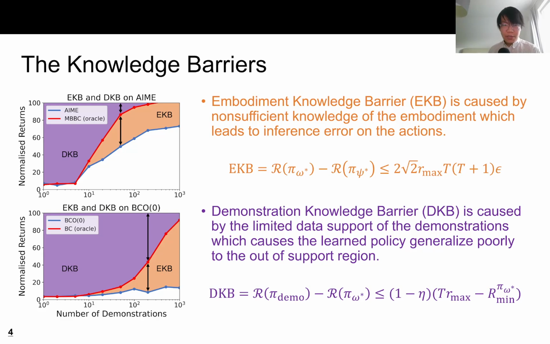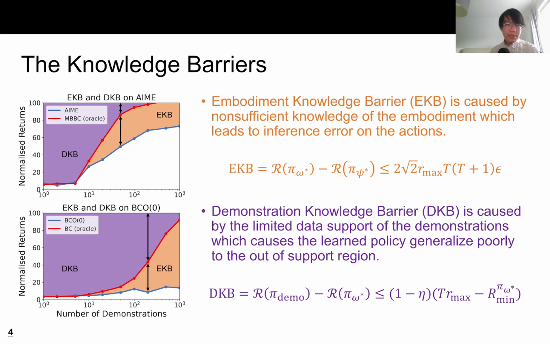To illustrate that on the figures, you can just compare your algorithm with the Oracle version of the algorithm. For example, on the left, we show the EKB and DKB for both AIM and BCO. Take AIM for example. We have AIM in the blue line as a base algorithm, and we have MBBC as the Oracle version. The Oracle version basically assumes you have a perfect inference for step 1, as we talked about. You can do that by just providing the true actions to the agent. Then the performance gap between them is the EKB, and the rest of the performance gap is the DKB.